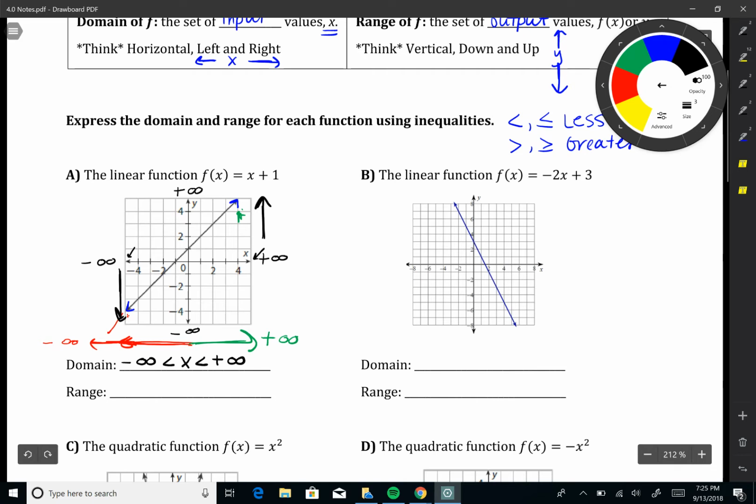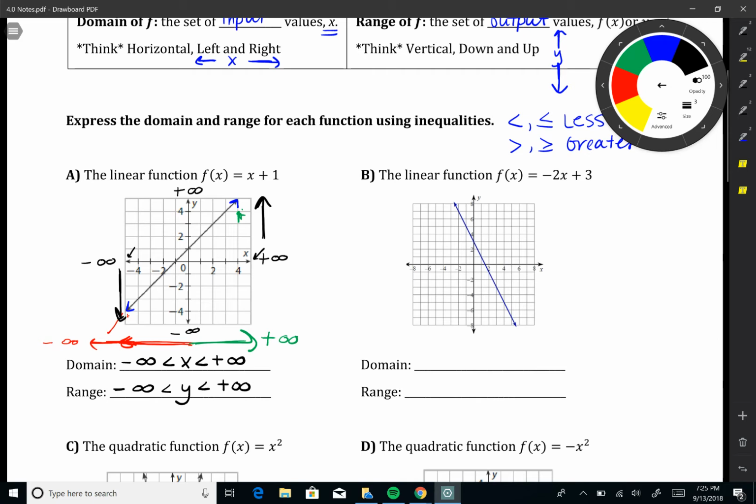So my range is very similar to my domain in that it is going from negative infinity, which is less than y, which is less than positive infinity. So both my domain and range in this linear function are not bounded at all. They go on forever in both directions. So we cover all x values and all y values.